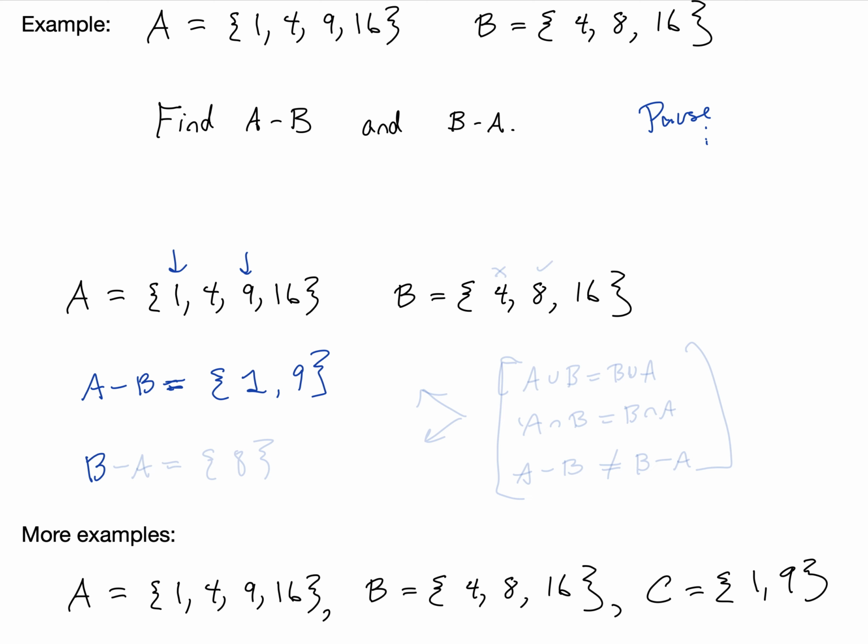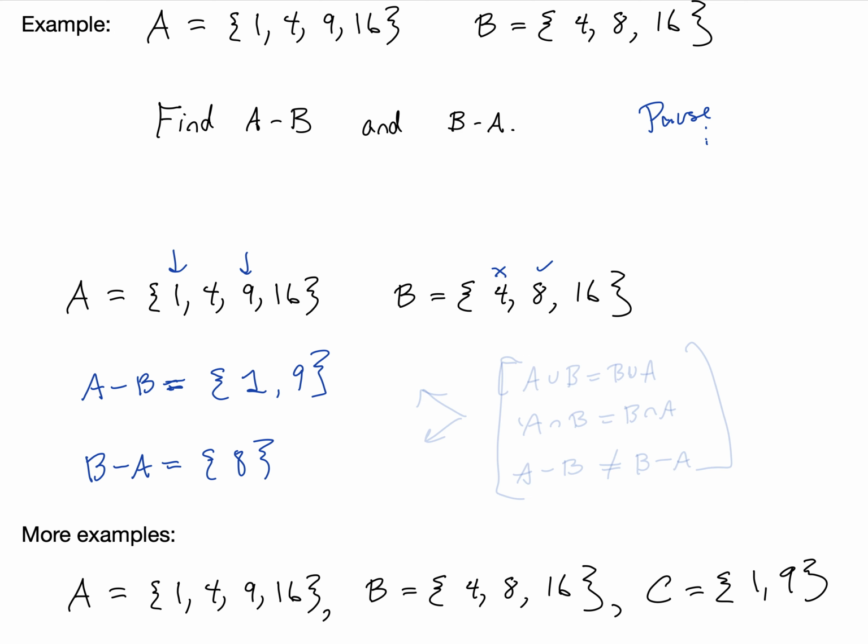What about B minus A? In this case, 4 is not in the difference because it's in both sets. 8, however, is in B and it is not in A, so 8. And 16 is in B, but it is also in A, so it's not in B minus A. So it's just the set containing only 8.